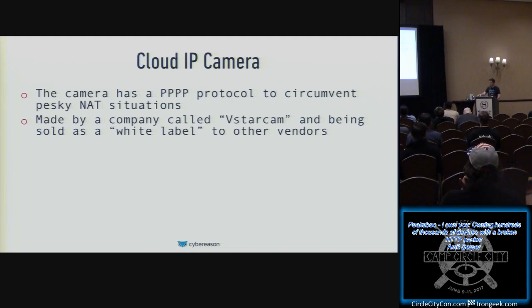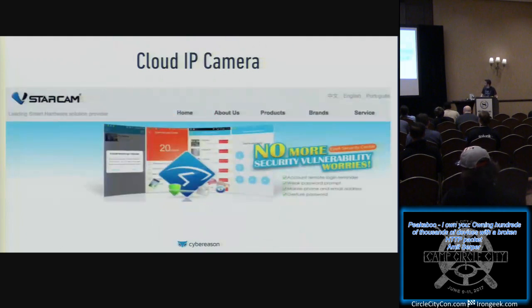As I said, this particular camera is made by a company called VStarCam, and they make everything, and then they sell cameras without any branding. So I don't think this one, oh, well, there's a logo here. This one has a logo, but basically they just make them without any logos and sell them to other vendors, and those vendors slap their logo on it, and so on and so forth. Now, the cool thing about it is that if you go to their website, you'll see this. And then where they say, no more security vulnerability worries. Wow. That's bullshit.